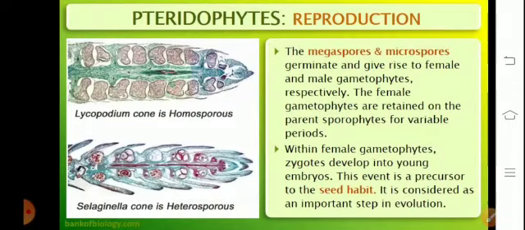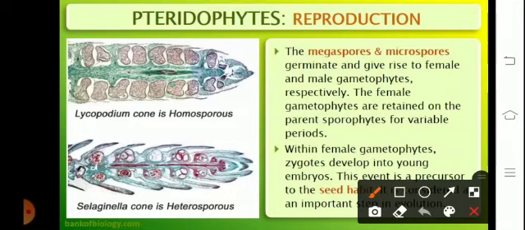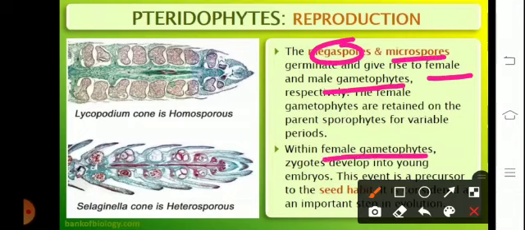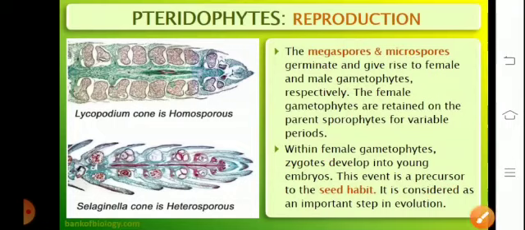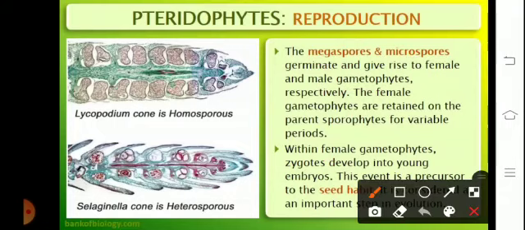Talking about the megaspores and the microspores, megaspores will give rise to the female gametophyte, whereas the microspores will give rise to the male gametophyte. The female gametophyte is retained on the parent, and that gave rise to the seed habit. Within the female gametophyte itself, there will be formation of young embryos. The formation of the seed habit is an important step in the process of evolution.